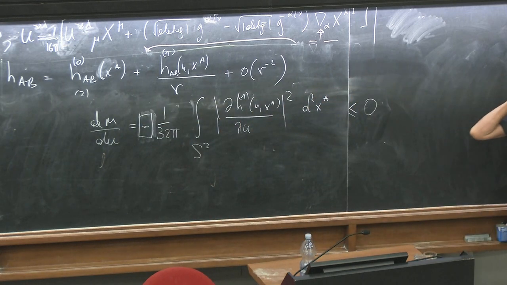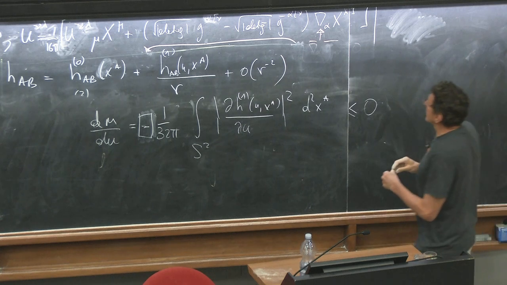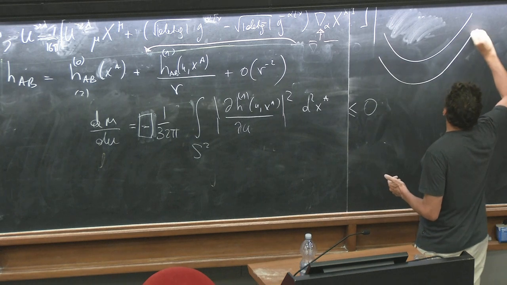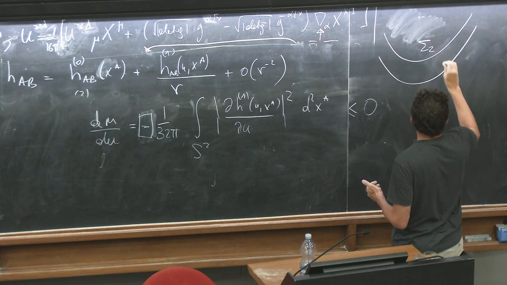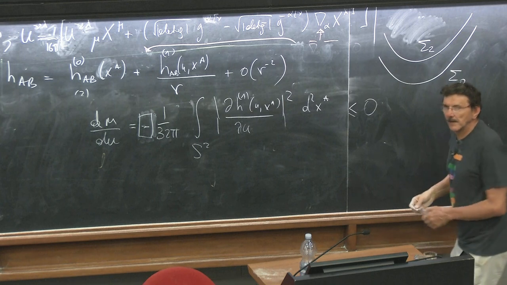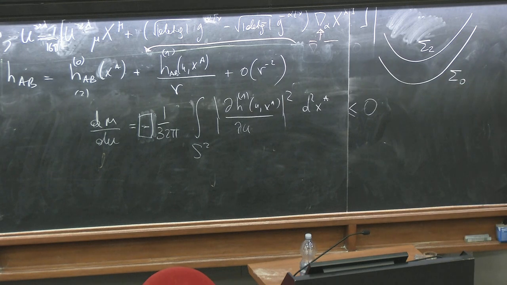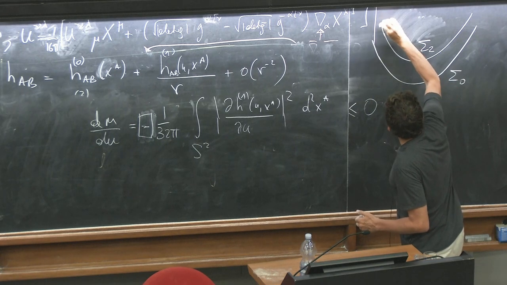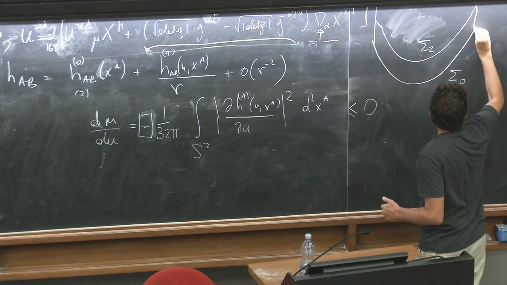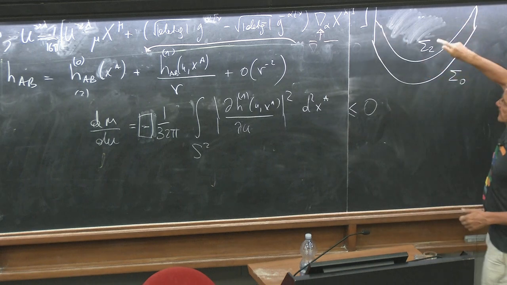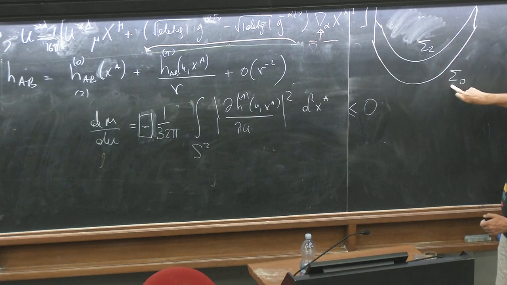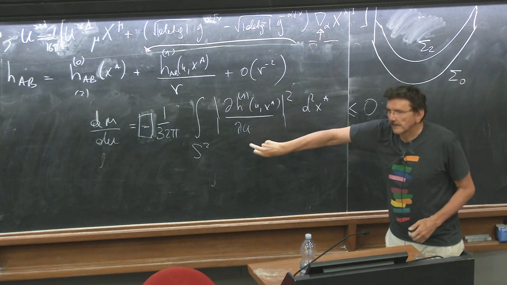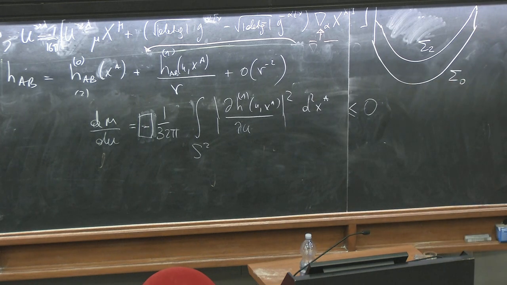So this is the Bondi mass formula. Where does it come from? Well, it just comes from doing exactly what I did previously, right? You just take two surfaces which go to infinity and you make an energy balance: energy at sigma 2 minus energy at sigma 0 is equal to this flux, and this flux is this, okay, with a minus sign.